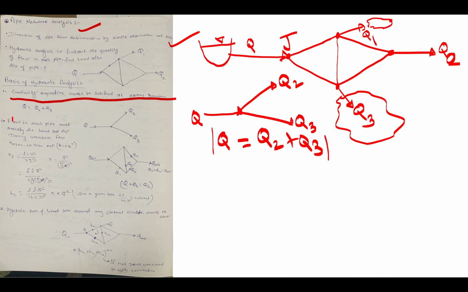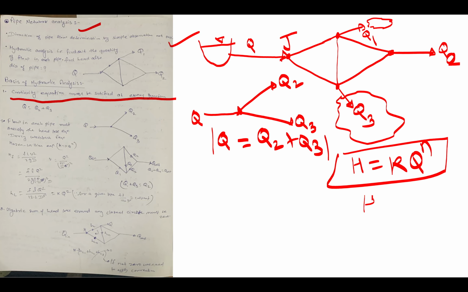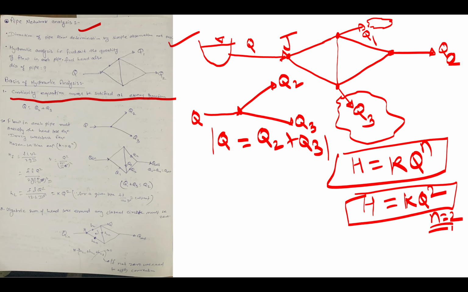The second principle is that the flow in each pipe must satisfy the head loss equation, that is the Darcy-Weisbach or Hazen-Williams equation. What Hazen-Williams gives is H equal to Q to the power n. In the Hardy-Cross method everything else will be constant, and in the Darcy-Weisbach equation n is equal to 2, that is Q squared. So this should be satisfied.